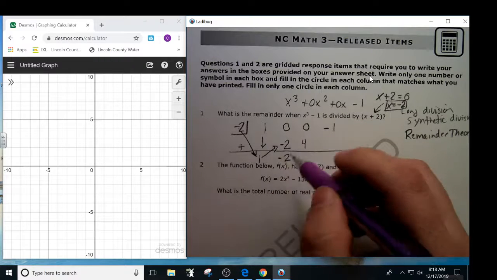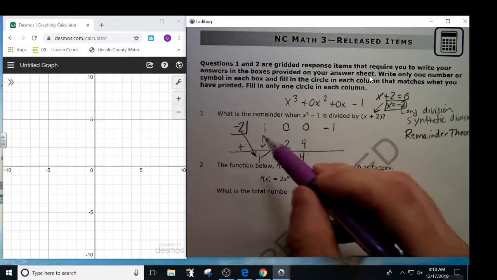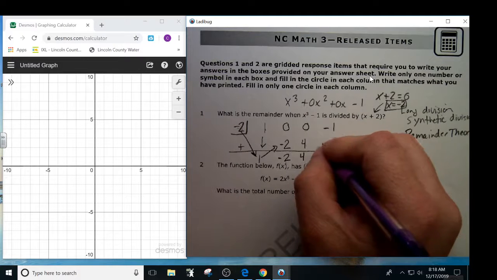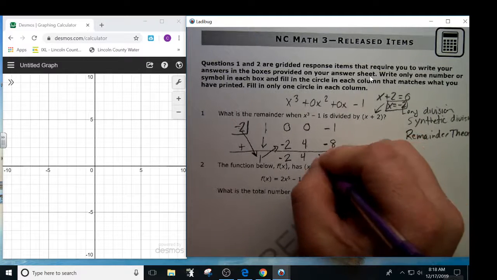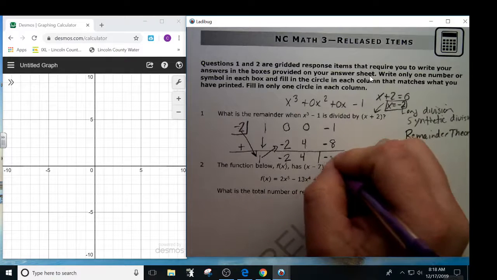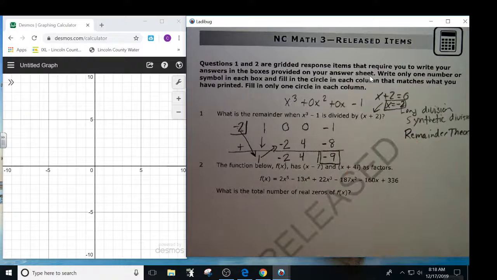All right, now we're going to add that. 0 plus 4 is 4. Now, negative 2 times 4 is negative 8. Now, guys, I'm going to draw a little line there. That's going to be your remainder. So, guys, what they want is this number right here, negative 9. So the answer there is negative 9.